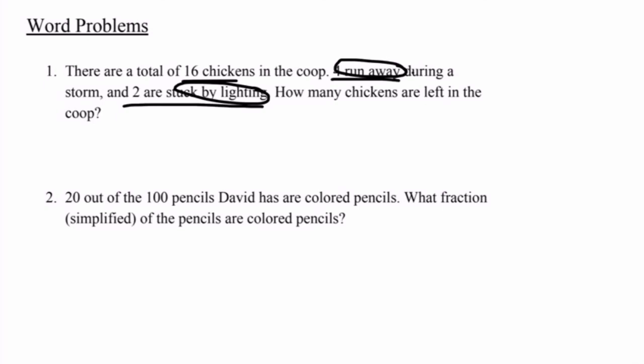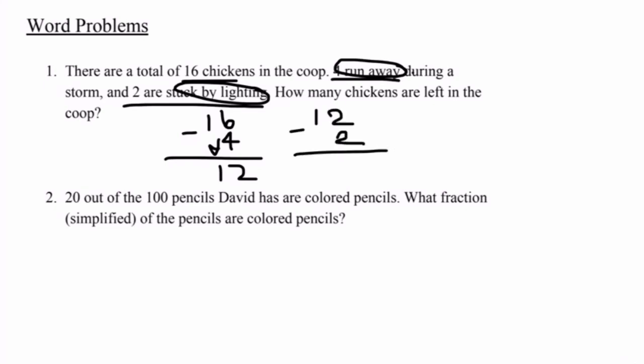First, let's subtract 4 from 16 to determine how many chickens there are after 4 chickens ran away. 16 minus 4. 6 minus 4 equals 2. We bring down the 1, and our final answer is 12. There are a remainder of 12 chickens after 4 chickens ran away. Then 2 were struck by lightning. We subtract 2 from 12, and we should get 2 minus 2 equals 0. We bring down the 1. Our final answer is 10. There are a total of 10 chickens after 4 ran away and 2 were struck by lightning.